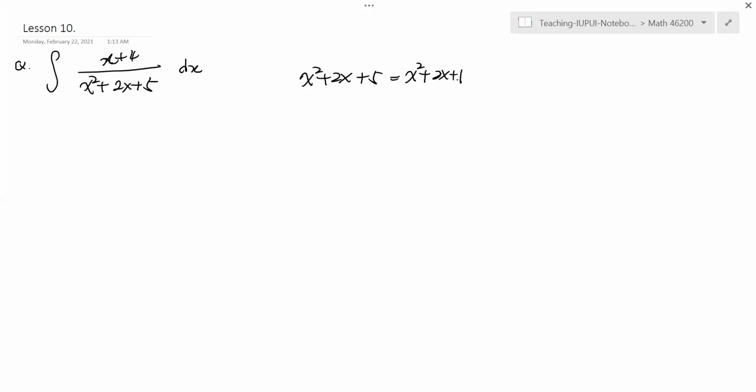What section? Chapter 10? No, this is lesson 10. Sorry. This is a section. I typed it wrong. I think it's 7.7.